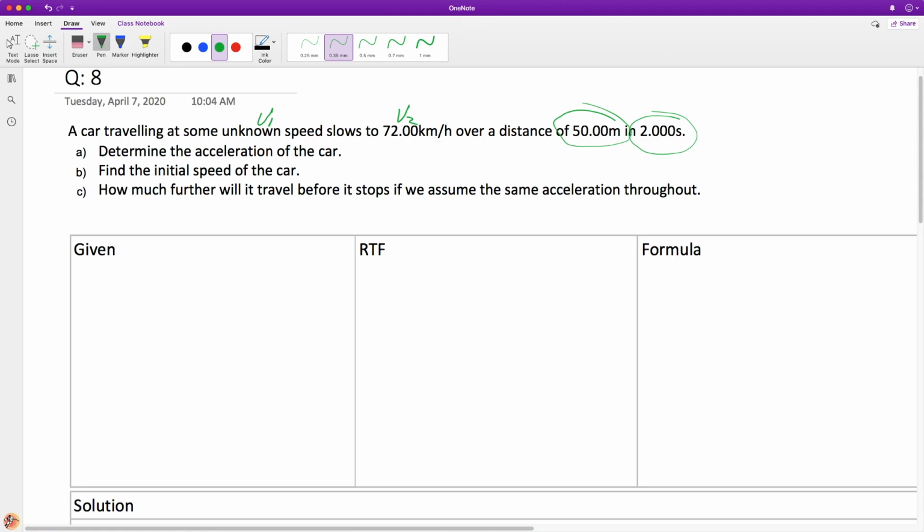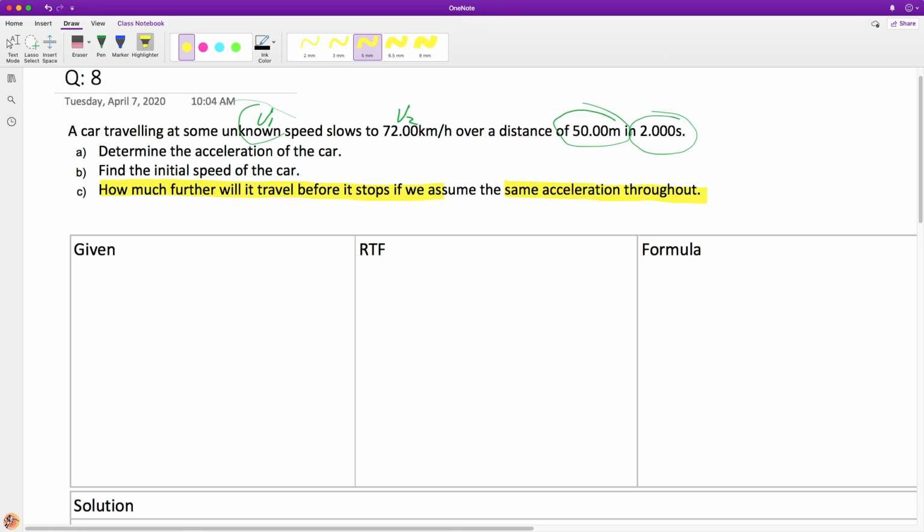Now, how do we know that this is a Section A and a Section B problem, not just a single section problem? It has to do with what happens here in Part C. So in Part A, it says determine the acceleration of the car. Well, that's all relevant to what's happening over here. Find the initial speed of the car, which is what we're looking for over here. That's all relevant in this first section. But the key here is it asks specifically how much further will it travel before it stops. Assume the same acceleration throughout.